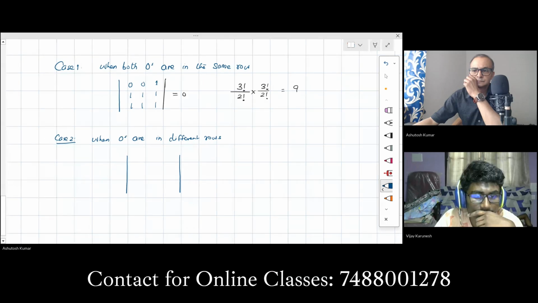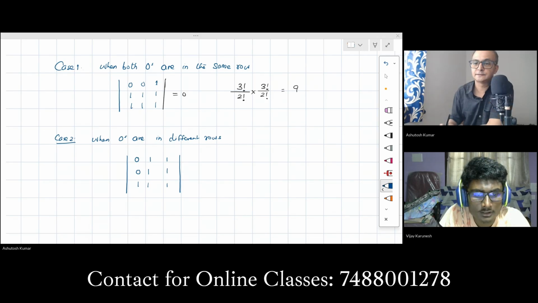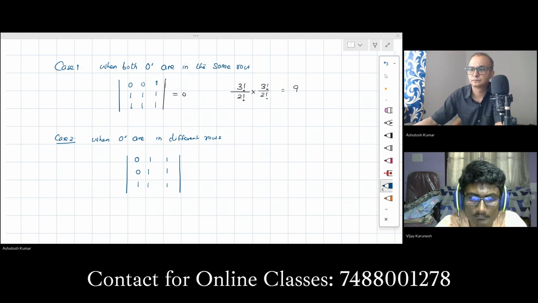So this is going to be 0, 1, 1 I'm writing, and again I'm giving 0 here, 1, 1 and 1, 1, 1, correct? And here again we'll be having 9 cases. Here 2 columns are still identical now. So what we get here? Again 9.